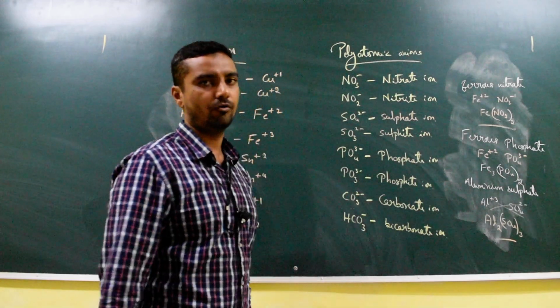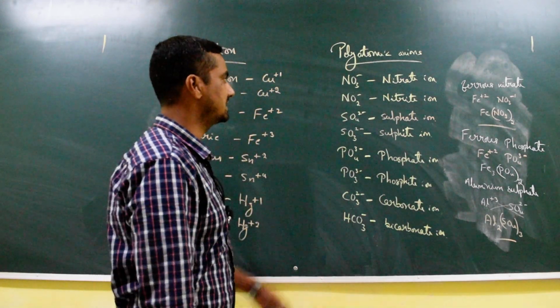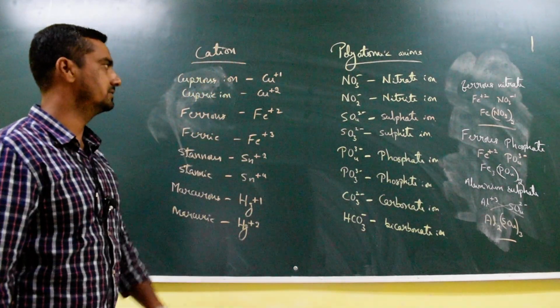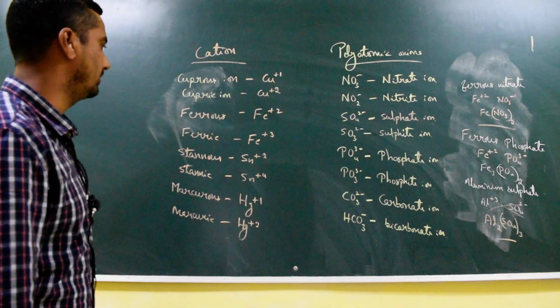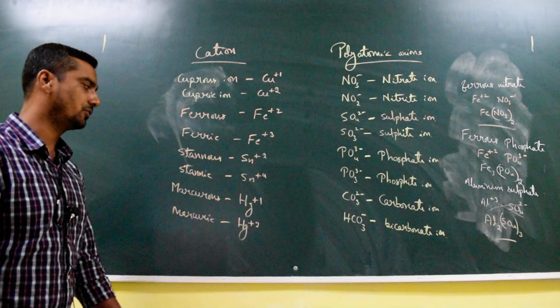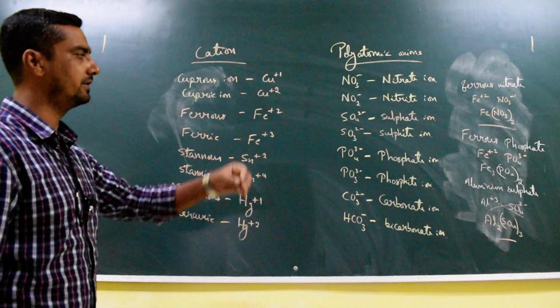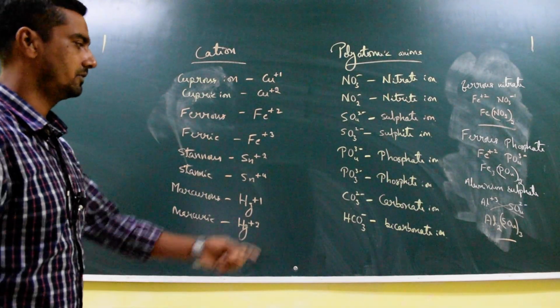So this is the chemical formula of the respective compounds which exhibit multiple oxidation states. You can take copper, iron, stannous, mercury. You can take any compound and write the formula for it. I will tell you one more thing.